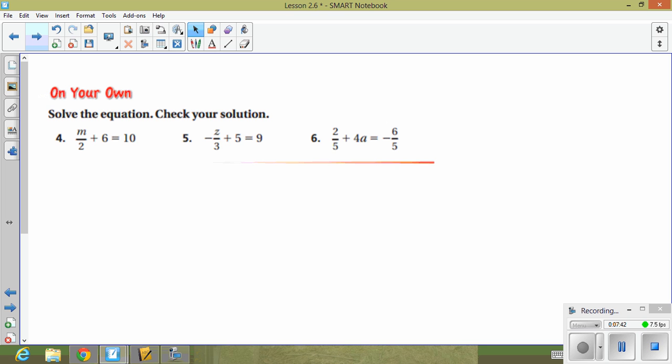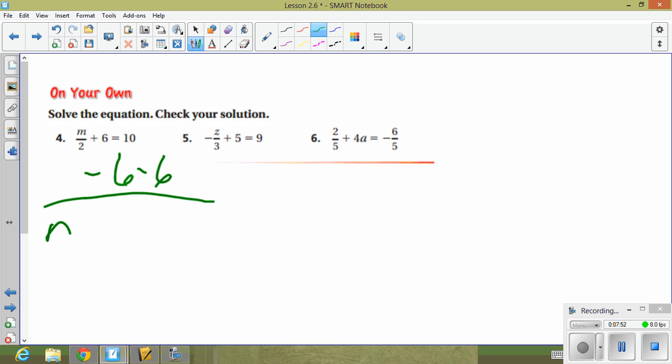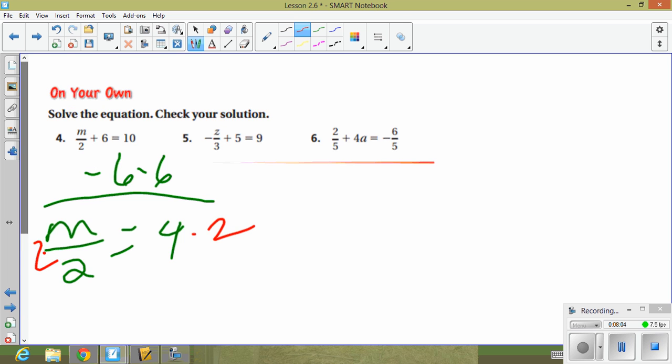Alright, so let's take a minute and let's just solve numbers 4 and 6 here. So for number 4, we're going to subtract 6 to both sides. So I get m over 2 equals 4. And then I want to isolate the variable, so the opposite of dividing by 2 is times 2. These cancel, leaving you with m equals 8.